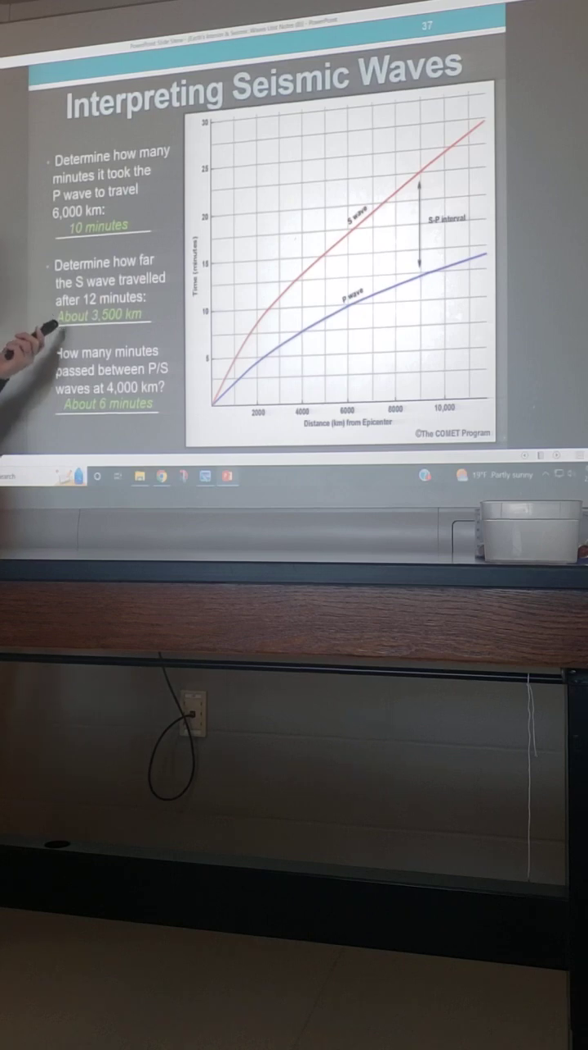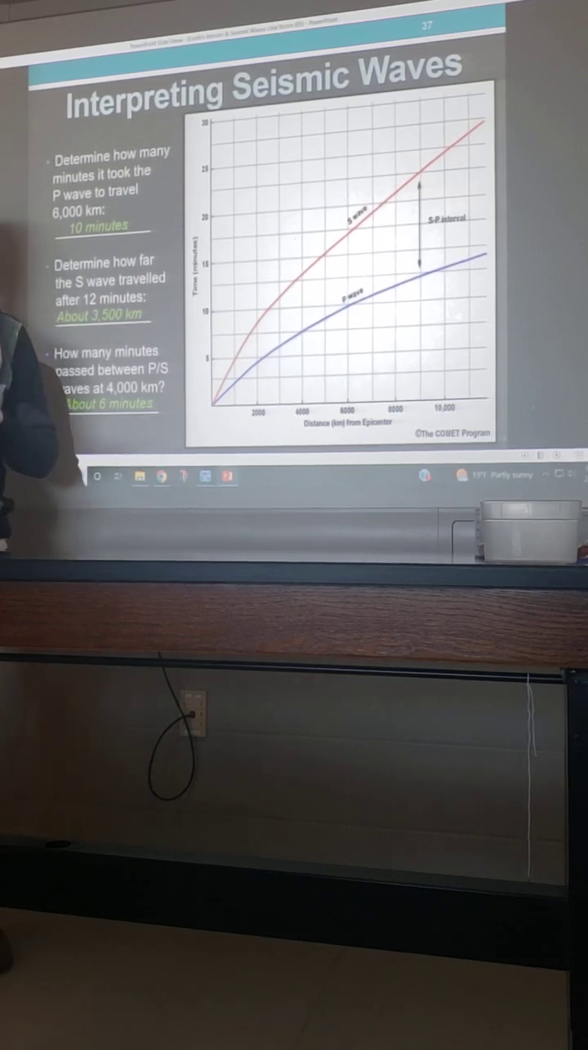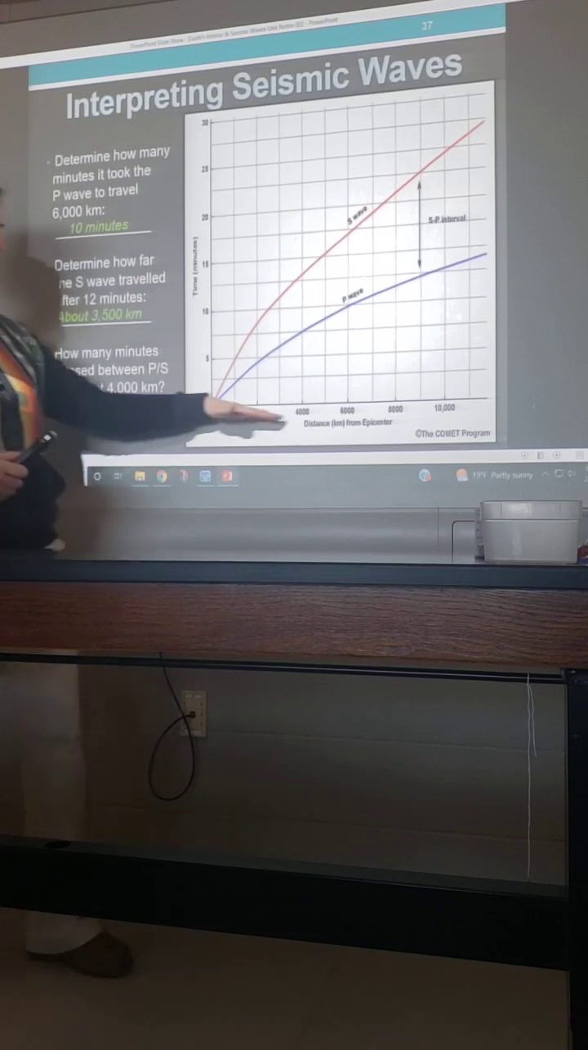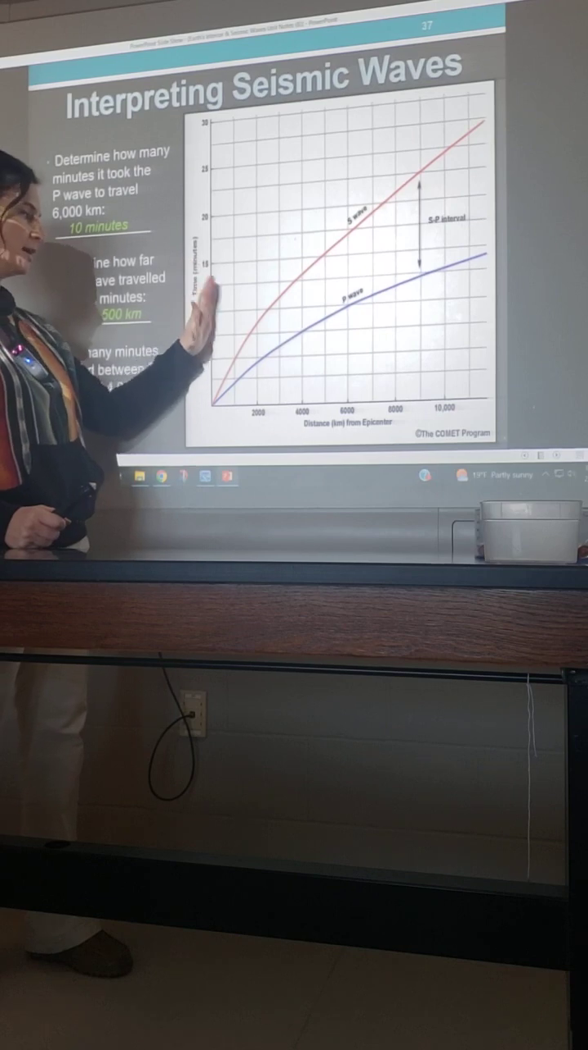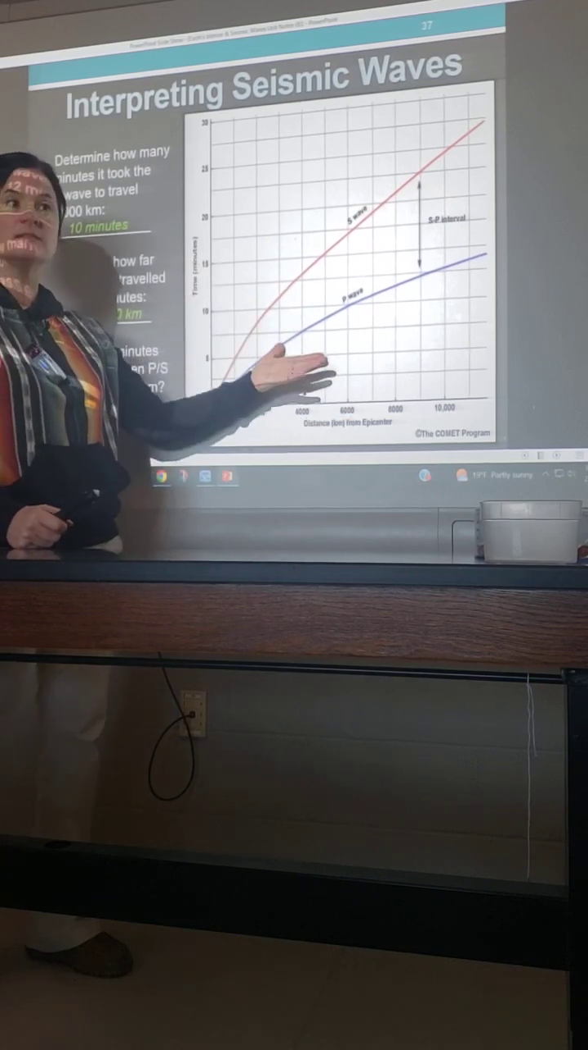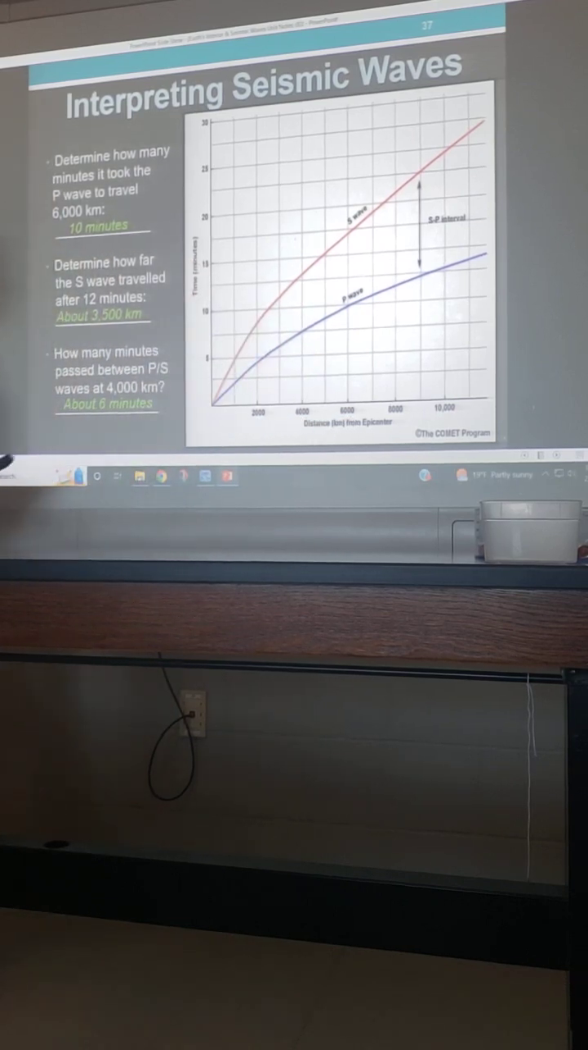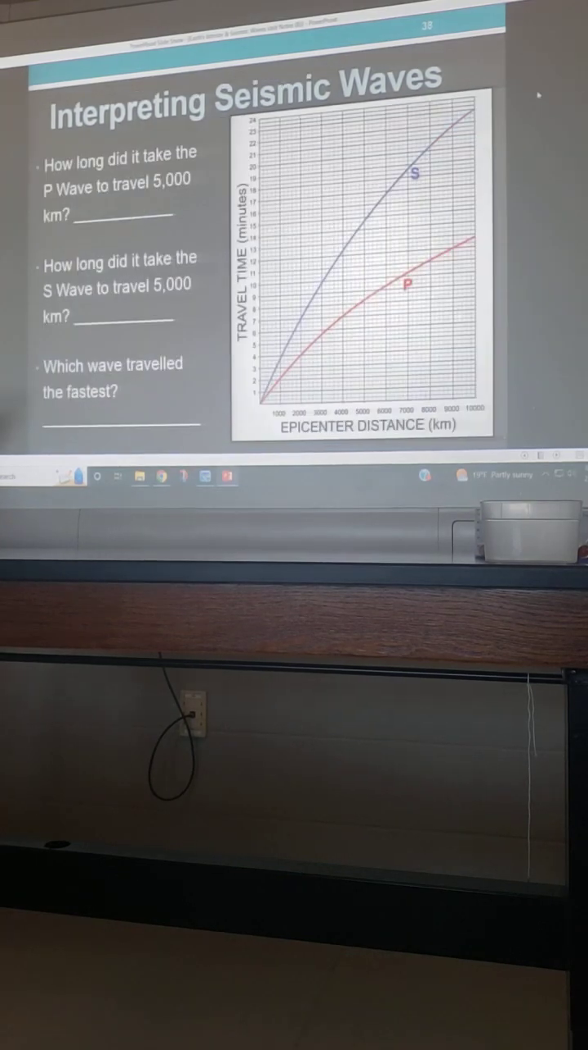Okay, so those are some things that could be asked, and most of the time it's just interpreting a graph, using whatever information they give you to find the unknown. If they give you time, then you're going to use that to find the distance. Again, it's just using a graph. So let's take a look at this one.